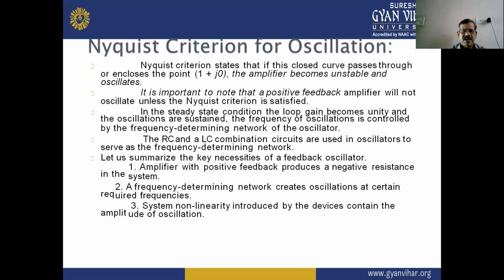Let us summarize the key necessities of feedback oscillators. So first one is amplifier with positive feedback produces a negative resistance in the system. And second one, the frequency determining network creates oscillations at certain required frequency. And third one is the system non-linearity introduced by the devices controls the amplitude of oscillations.